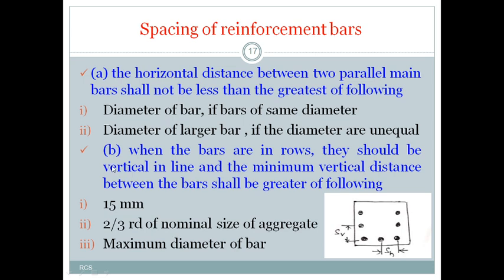The second criterion is when the bars are in a row, that means you are providing them like this, 1, 2, 3, vertically in line in the cross section. The minimum distance between the bars shall not be less than the following values. The spacing between these two vertically spaced bars is the greater of the following values: 15 mm, 2/3 of the nominal size of the aggregate, and the maximum diameter of bar. Among these three values, whichever gives the maximum value, that value is provided when the bars are provided in a row for a beam.